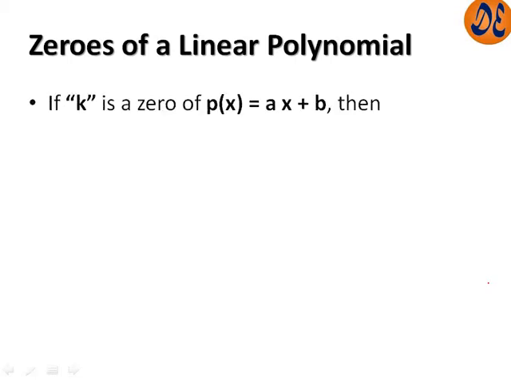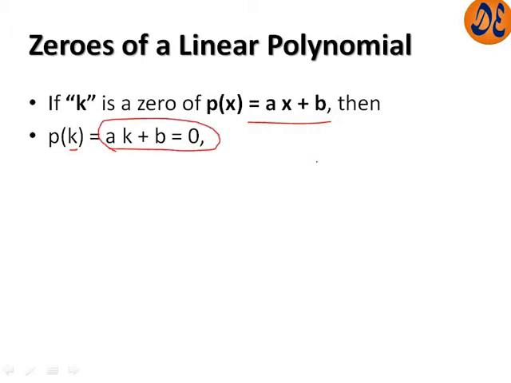For a linear polynomial, let us see here. Now, suppose we assume that k is a zero of a polynomial. In a linear polynomial, the form is ax plus b. So let us assume that k is a zero of the polynomial. If we put the value of k in the polynomial, then the value of the polynomial should become 0. Now if the value is 0, then that means ak is equal to minus b, and that means the value of k is minus b by a.